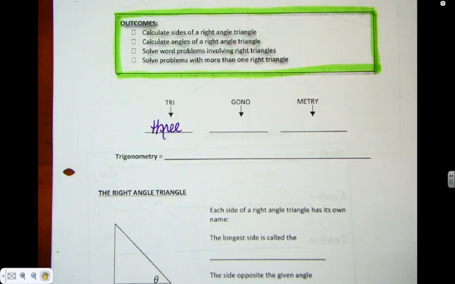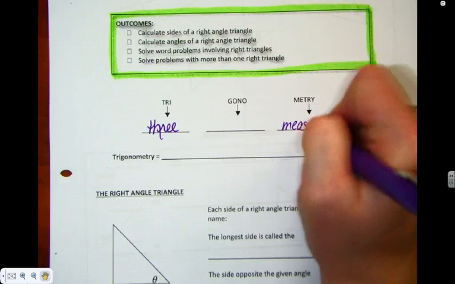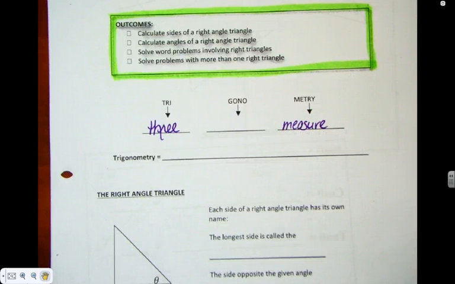Let's go to metry. It's a Latin word. It's a suffix, and it means measure. Commonly see it in geometry, which is another branch of math, which is the measure of shapes in space.